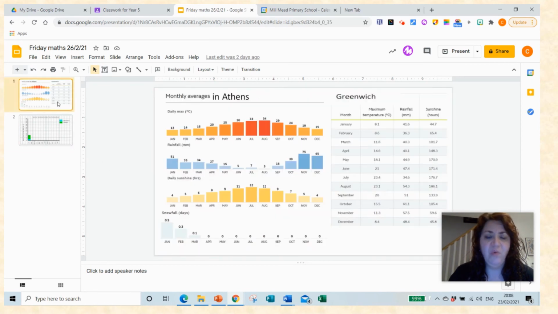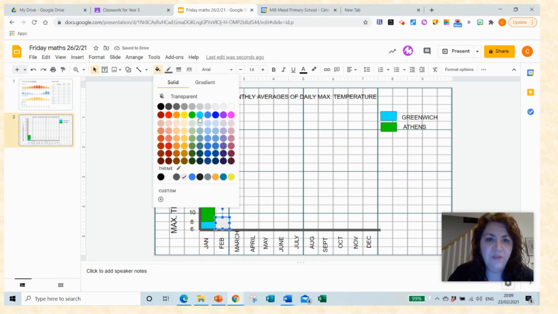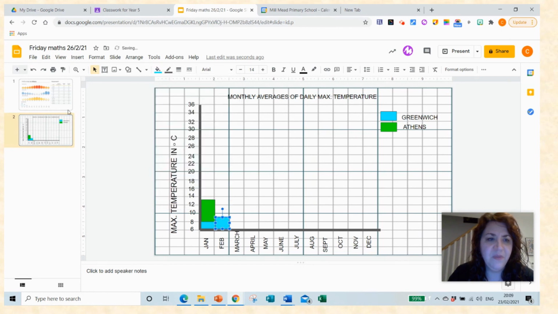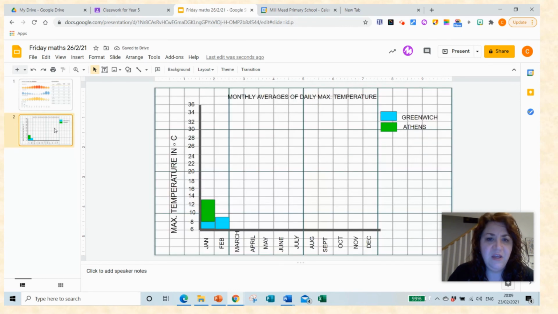Let me just do one more with you. 8.6 in February will round up to 9. So let's do that one first. I'm going to draw a rectangle from my shapes up here. That will round to 9, which is halfway between 8 and 10, so I draw that on. Then I fill that with the light blue colour, which is this one. And then February in Athens is 14.